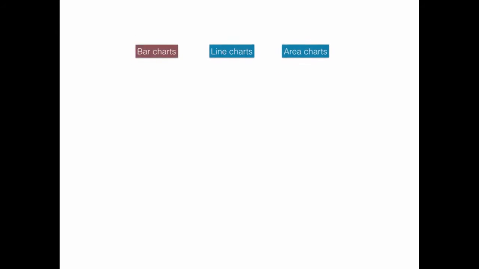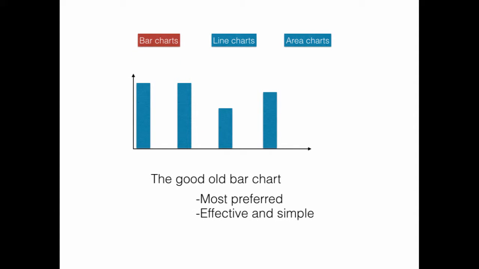Now the first chart type is bar charts. The bar charts are the most preferred, effective and simple way to represent your data. Whenever you have any requirement for data visualization, you should always ask the question: can I show this data using a bar chart? When you present data in a bar chart, your user will have no problem understanding how to read the data because bar charts are so common that everyone has experience with them.